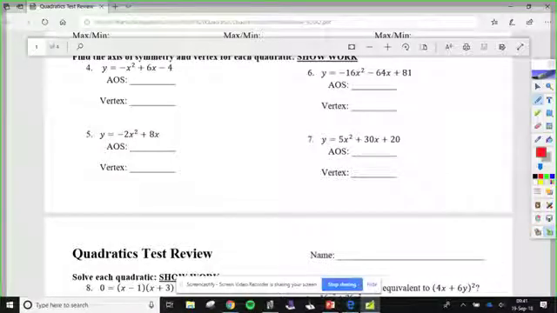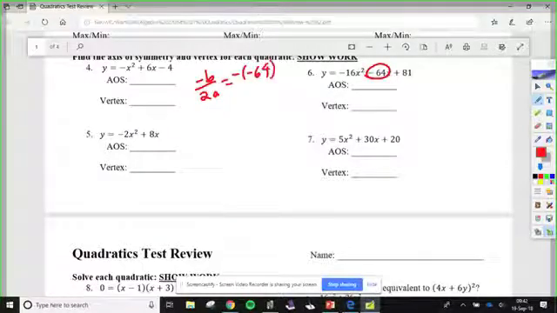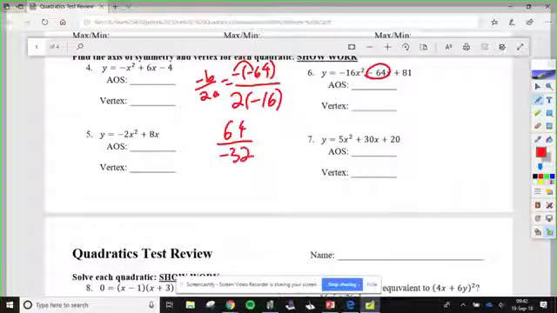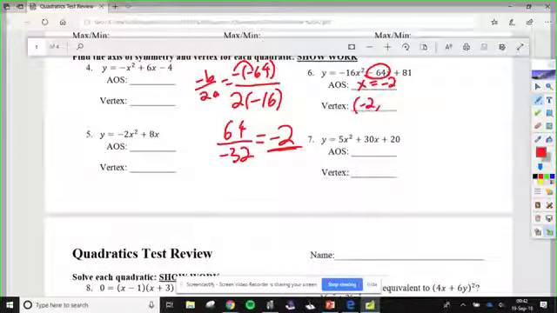But for number 6, the axis of symmetry formula, negative b over 2a. b is negative 64. So if I do negative b, then I'm really going to have a positive 64, because these two negatives here are going to cancel out. Then over 2 times a, which is negative 16. So I really have a positive 64 over negative 32, which is negative 2. So this is my x value. This is my axis of symmetry, but it's also the x value of my vertex.